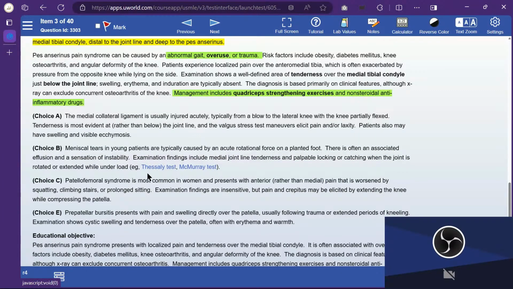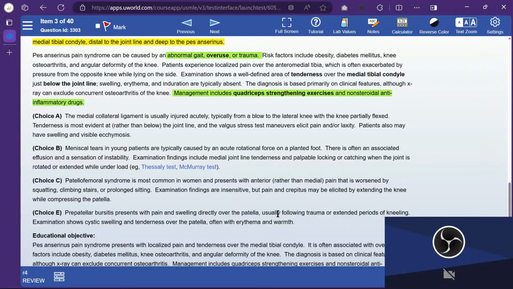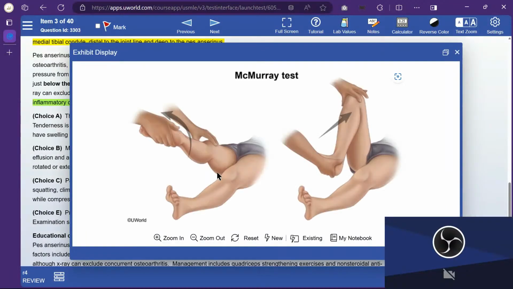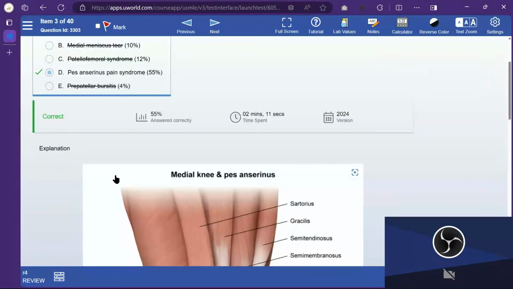In meniscal tear, there is the Thessaly test. The patient rotates the body from side to side with the knee in 20-degree flexion and the foot planted. Another test for meniscal tear is the McMurray test. This is the McMurray test.